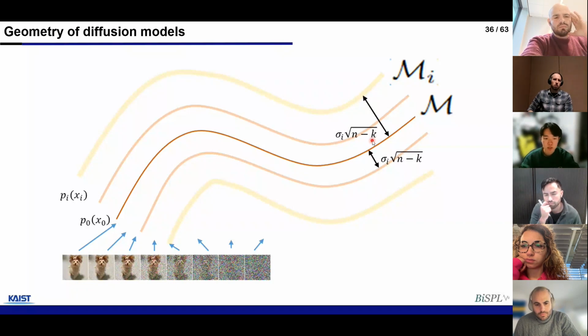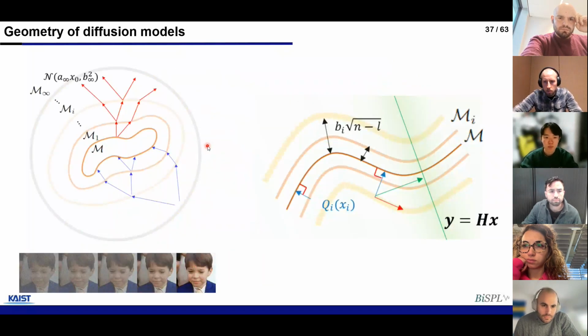that the geometry of the diffusion model is given by these successive manifolds, where there exists a clean data manifold in the center, and there are continuously many noisy manifolds where the noisy samples reside. So these are the manifolds of the noisy images.